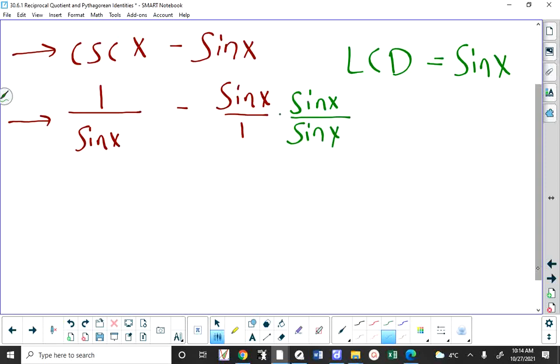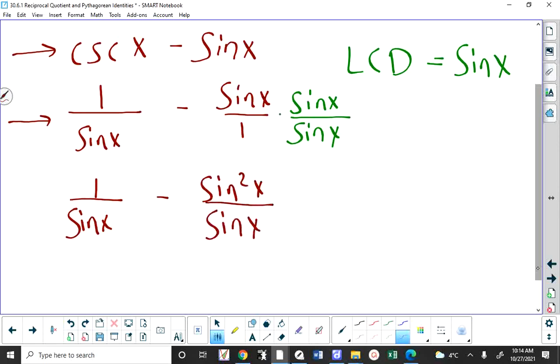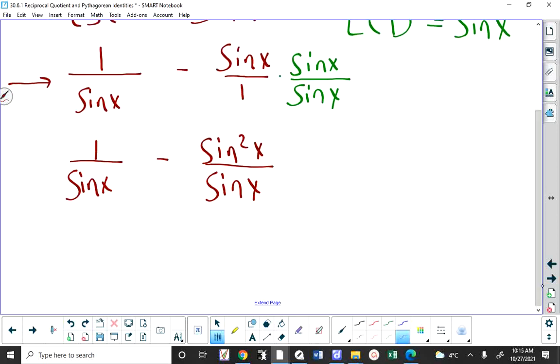And then I'm going to have, well, I'll show this extra step. I'm going to have 1 over sine of x minus sine squared of x over sine of x. How many of you would have not written them separately? You would have put them together in one shot, like at this point. Okay. Now we can put them together.